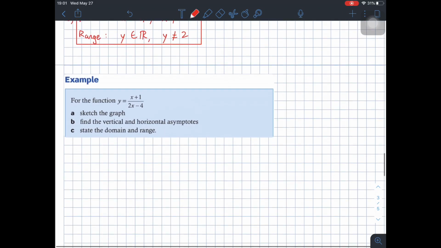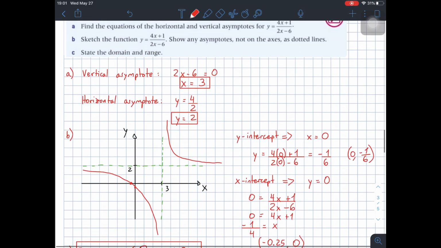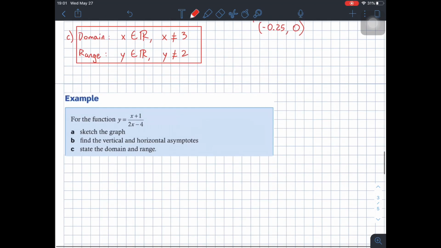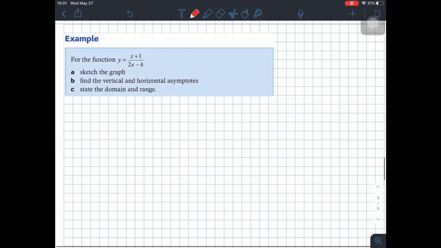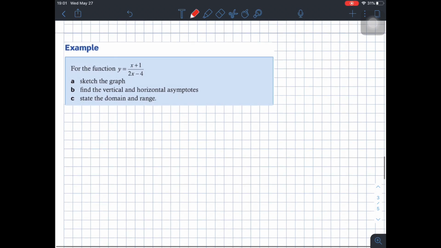Okay, finally, we're going to do this example quickly. Now that we know the steps in order to sketch a rational function, we're going to do this as a review of what we just studied. So it is for the function y equals (x plus 1) over (2x minus 4). A, sketch the graph. Before sketching the graph, actually it's better to find the vertical and horizontal asymptotes. So we're going to start with part B.